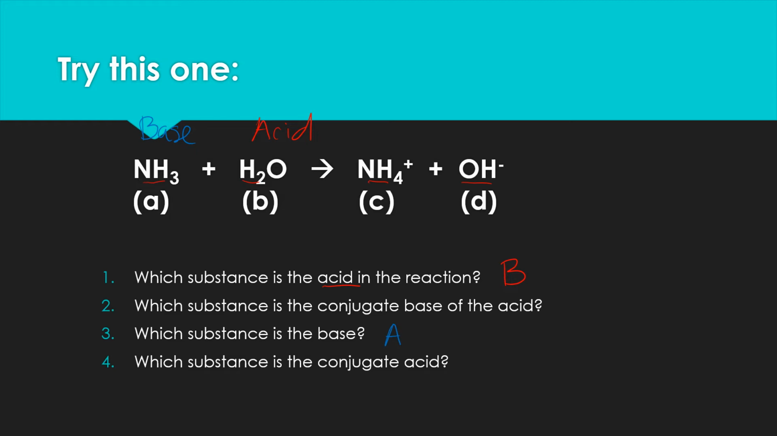All right. And then number 2 says what substance is the conjugate base of the acid. What our acid becomes when it gives away its hydrogen is OH. This is our conjugate base. So that would be letter D. And what our base becomes when it gains a hydrogen is our conjugate acid. So that would be letter C. All right. So on the left side, we'll always have our acid and base. On the right will always be their conjugates, okay?